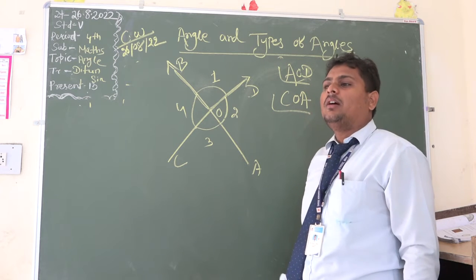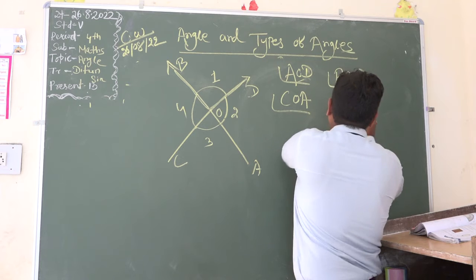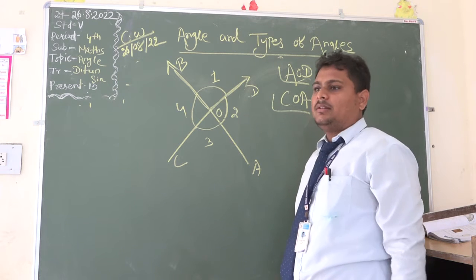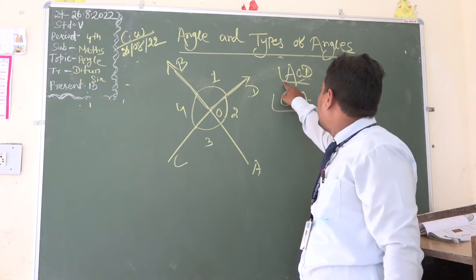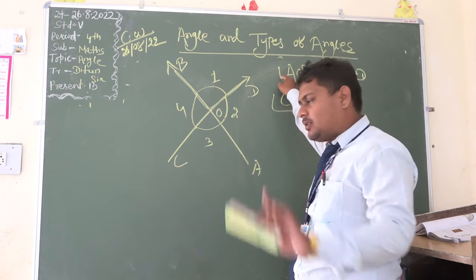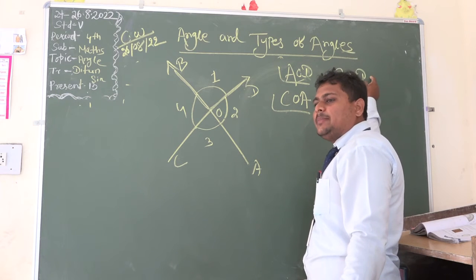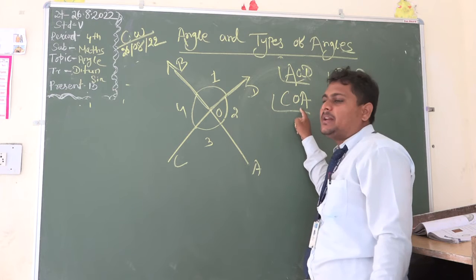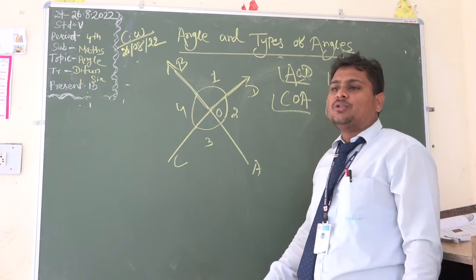COB. COB, or we can write BOC. So AOD can otherwise be written DOA. Next is BOD, otherwise written DOB. And COA can be written AOC, and COB can be written as BOC.